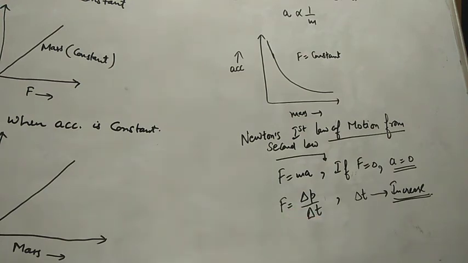And even when a glass vessel falls on a hard floor, it will break. Why will it break? Because on a hard floor this delta T will be very, very small. That is the time of collision, the time of impact. If it is very, very small, this force will become large, and under the influence of this large force, the glass vessel can easily break.